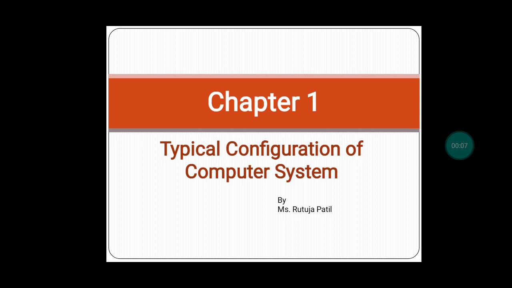Okay. So in this class we will start your first chapter from your syllabus, that is typical configuration of computer system. So basically what does typical configuration mean? Configuration means how the computer is arranged inside, what hardware components are involved in the computer system. Okay, those things we are going to study in this chapter.